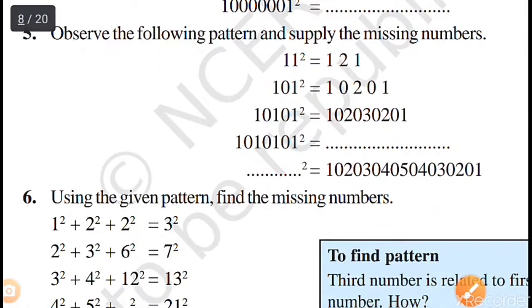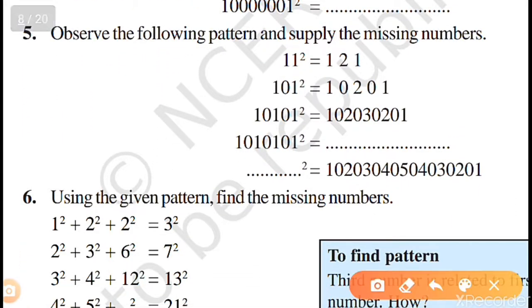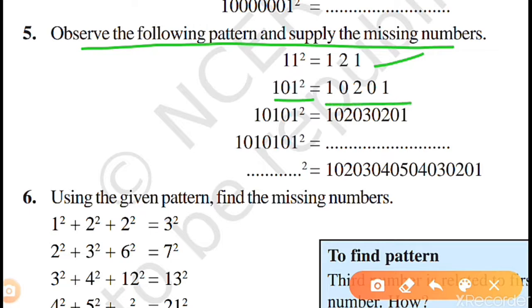Now again the same question is there for question number 5. Observe the following pattern and supply the missing numbers. Here you see again 11 squared is there, then it is 101. Okay, and then 10201, its square is 10201. If you see this, here the number of ones is 2, here 1 repeats 2 times. Okay, so we increase it 1 and then 2, right.